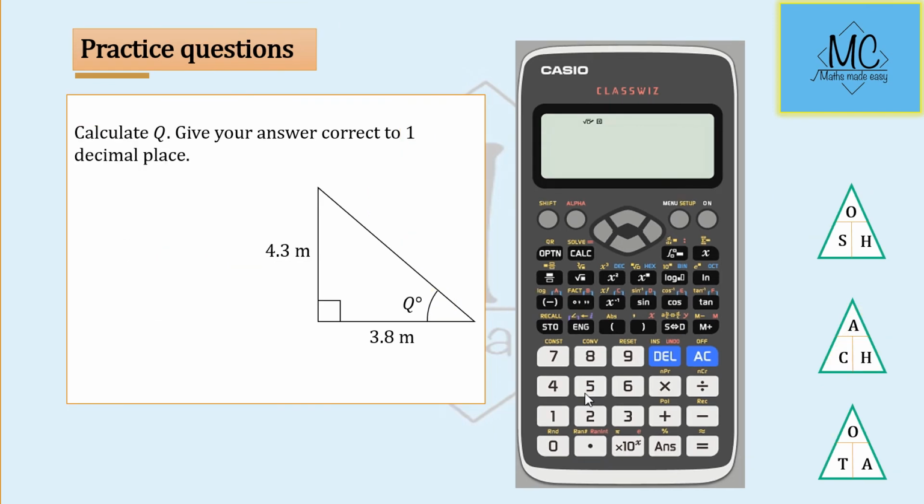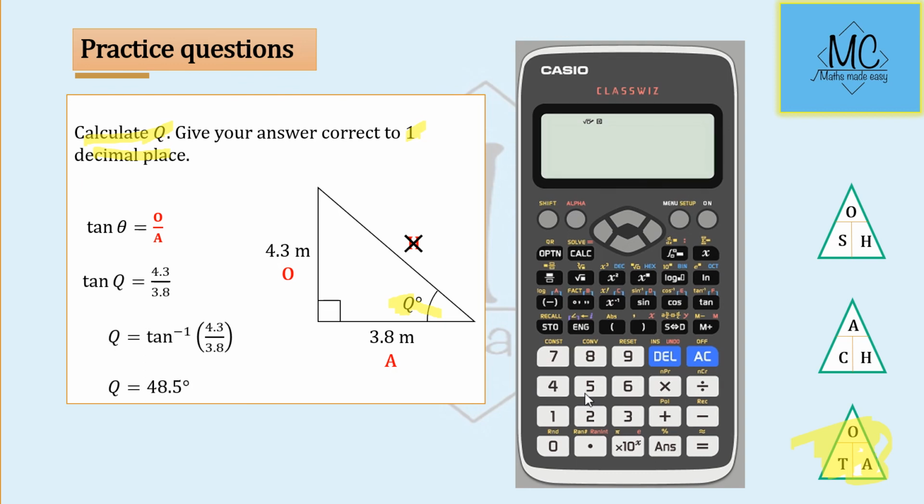So here's another practice question for us. Calculate Q. Q is the angle given here, and write the answer to 1 decimal place. In that case, first label the sides, and we have been given 2 sides, which are 4.3 meters and 3.8 meters. So I don't need H. In this scenario, I have to use this triangle where O and A are given along with the angle. So first write your formula, input your values, and then try to find the answer.